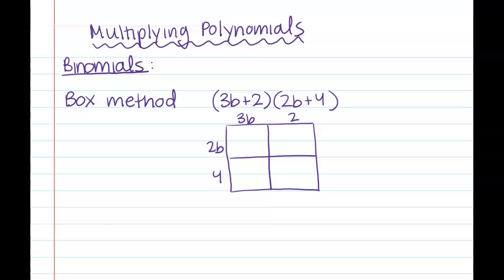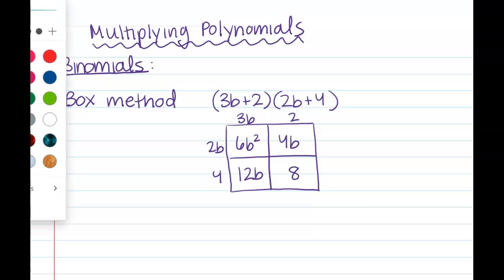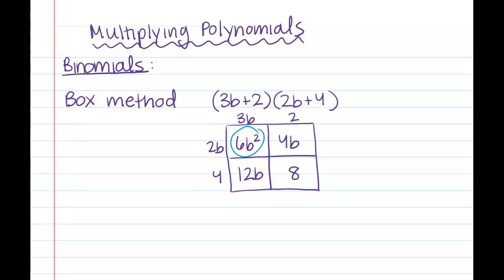2b times 3b is 6b squared. 2b times 2 is 4b. 4 times 3b is 12b. And 4 times 2 is 8. And then to find our answer, we have 6b squared. 4b plus 12b is 16b. And then we have 8. So there's our answer.